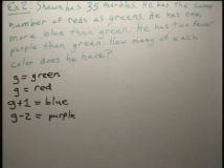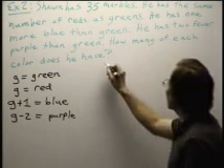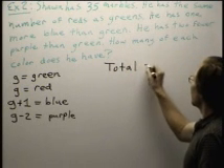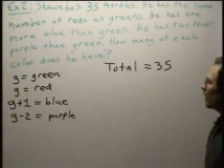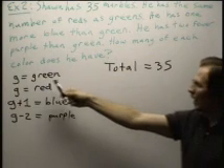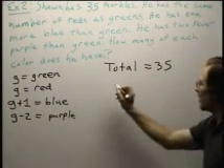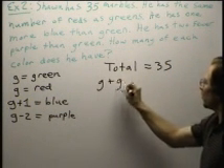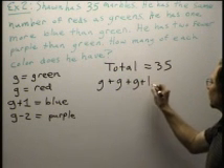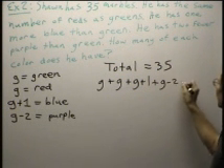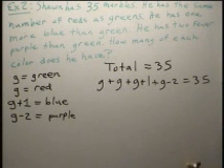Okay, we have now assigned our variable as well as written expressions for all of our other unknown quantities. How many of each color does he have? To find this, we need to write the equation. The equation, of course, is going to come from the fact that the total equals 35. And the total means I'm just going to add all of these up. G plus G plus G plus 1 plus G minus 2 equals 35.